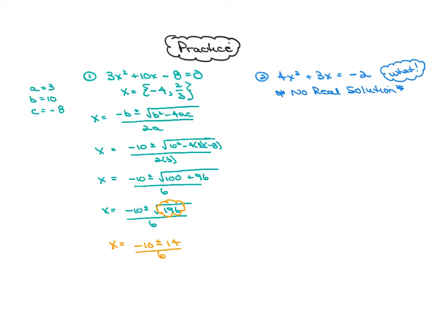Let's first take the subtraction case. -10 minus 14 divided by 6 is equal to -24 divided by 6, which is equal to, let's not forget our x's, x equals -4. All right, so that's where our -4 came from. Or let's use the addition. X is equal to -10 plus 14 divided by 6. So x is equal to 4 divided by 6, and that fraction simplifies to 2/3. And there's where we got the second solution.